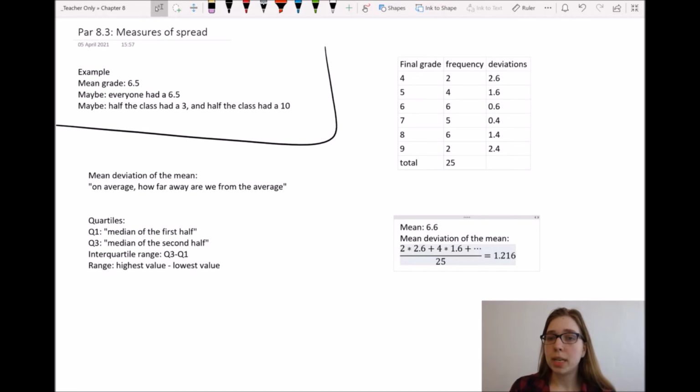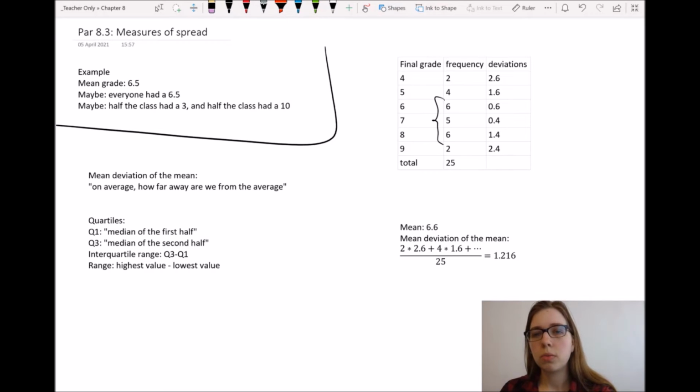And that's pretty decent. And it does make sense with our table. Most people are close-ish, but seemingly slightly higher than the average. And then we have some excesses on the outside, but not very many. So it is relatively clustered around 6.6, and that is what our mean deviation of the mean tells us. So that's one thing. Now let's have a look at the median as well.